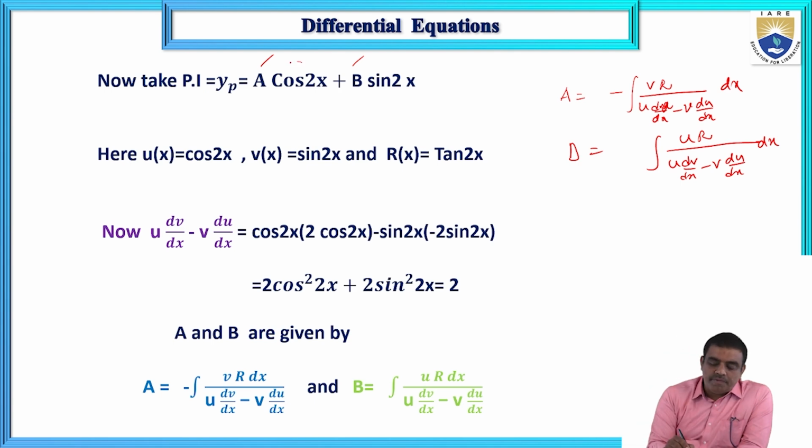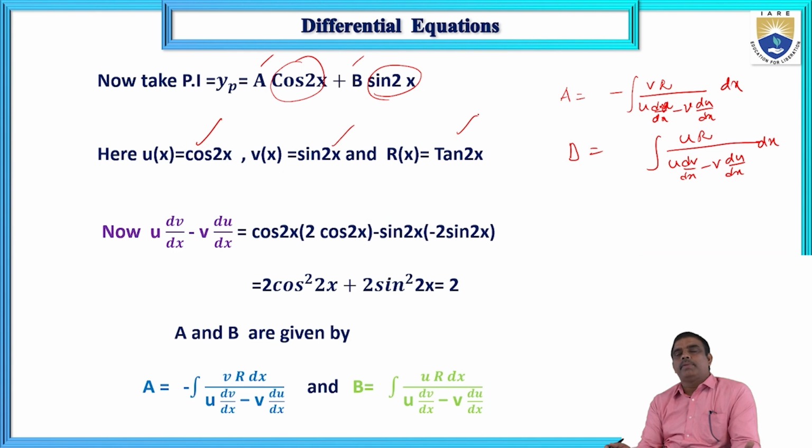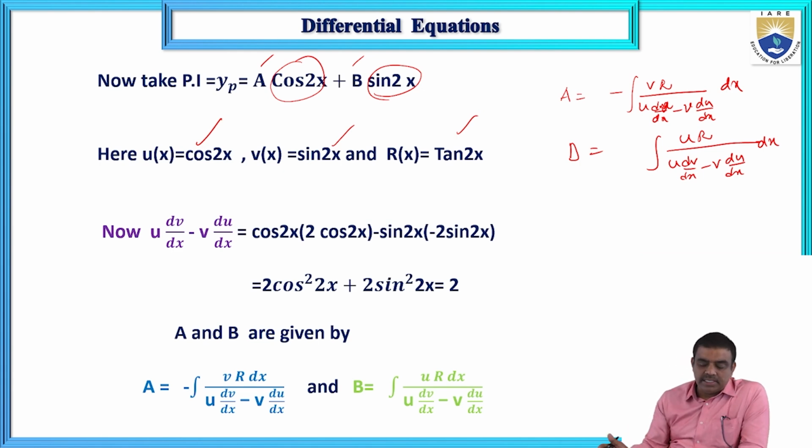Here u of x is cos 2x, a into u of x plus b into v of x, that is sin 2x, and r of x, the right hand side function, is given in the problem as tan 2x. So all the three functions of x are ready. Then calculate the denominator value, u dv by dx minus v into du by dx. So u is cos 2x, dv by dx is the derivative of sin 2x, that is 2 into cos 2x.